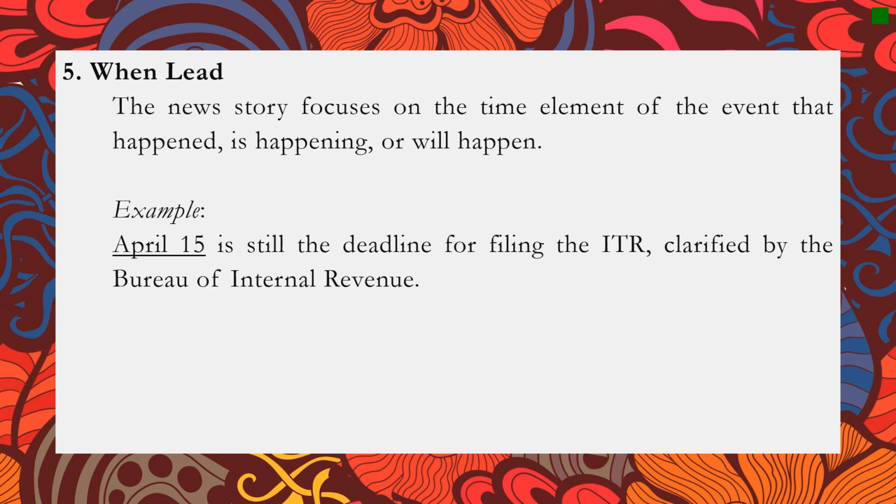Another type of summary lead is the when lead. In here, the news story focuses on the time element of the event that happened, is happening, or will happen. For example, April 15 is still the deadline for filing the ITR, clarified by the Bureau of Internal Revenue. In this summary lead, the date or the time element is very important. That's why it focused on the when lead, which is April 15.